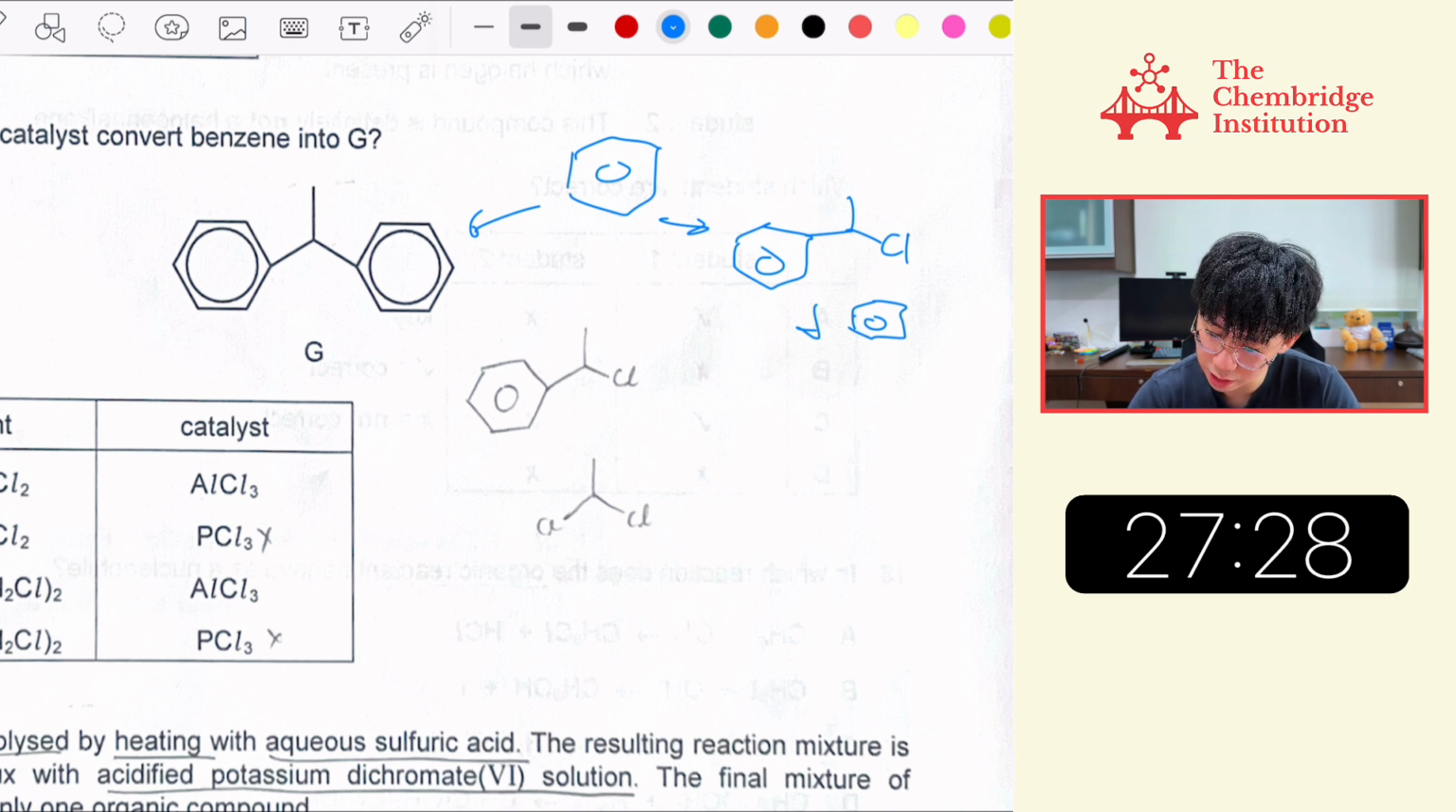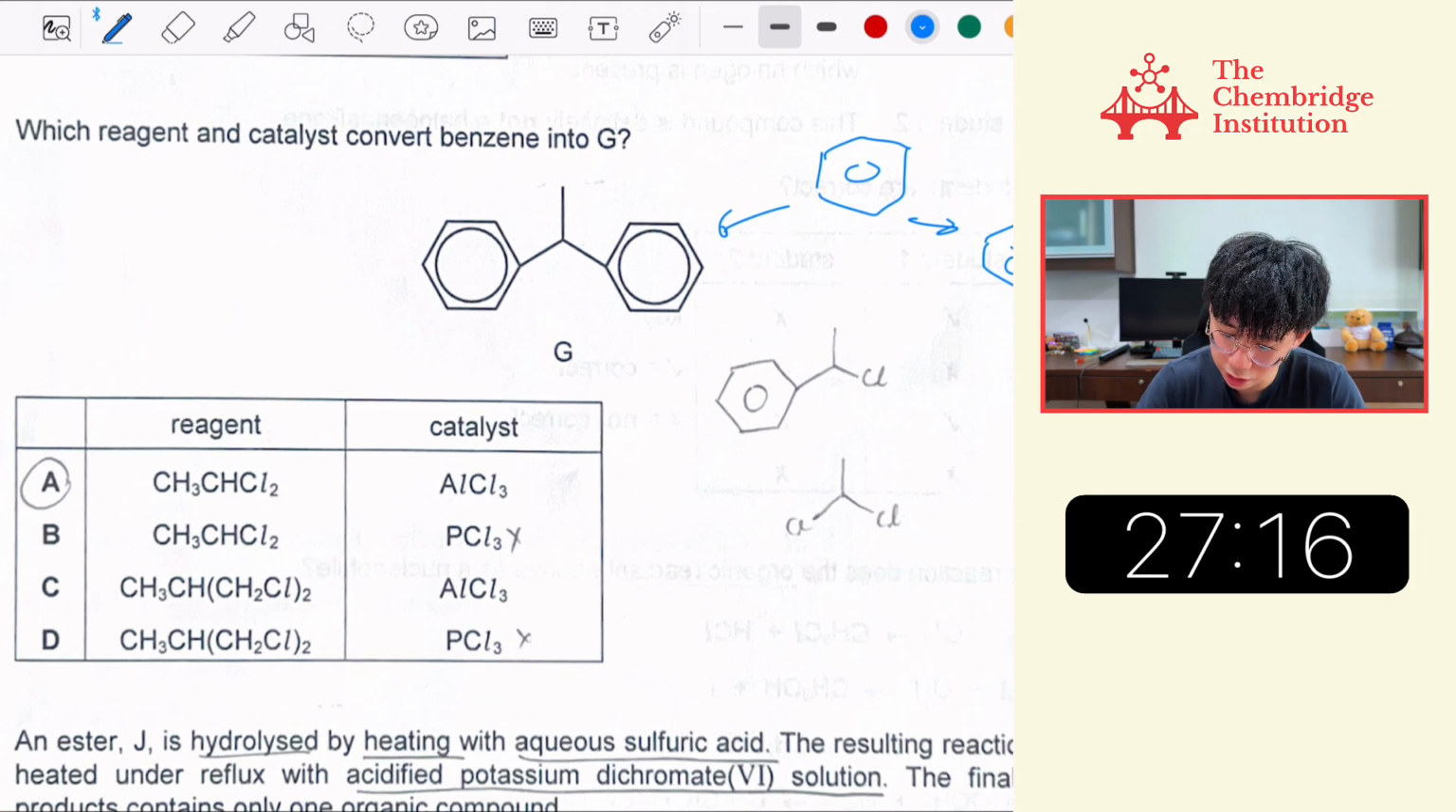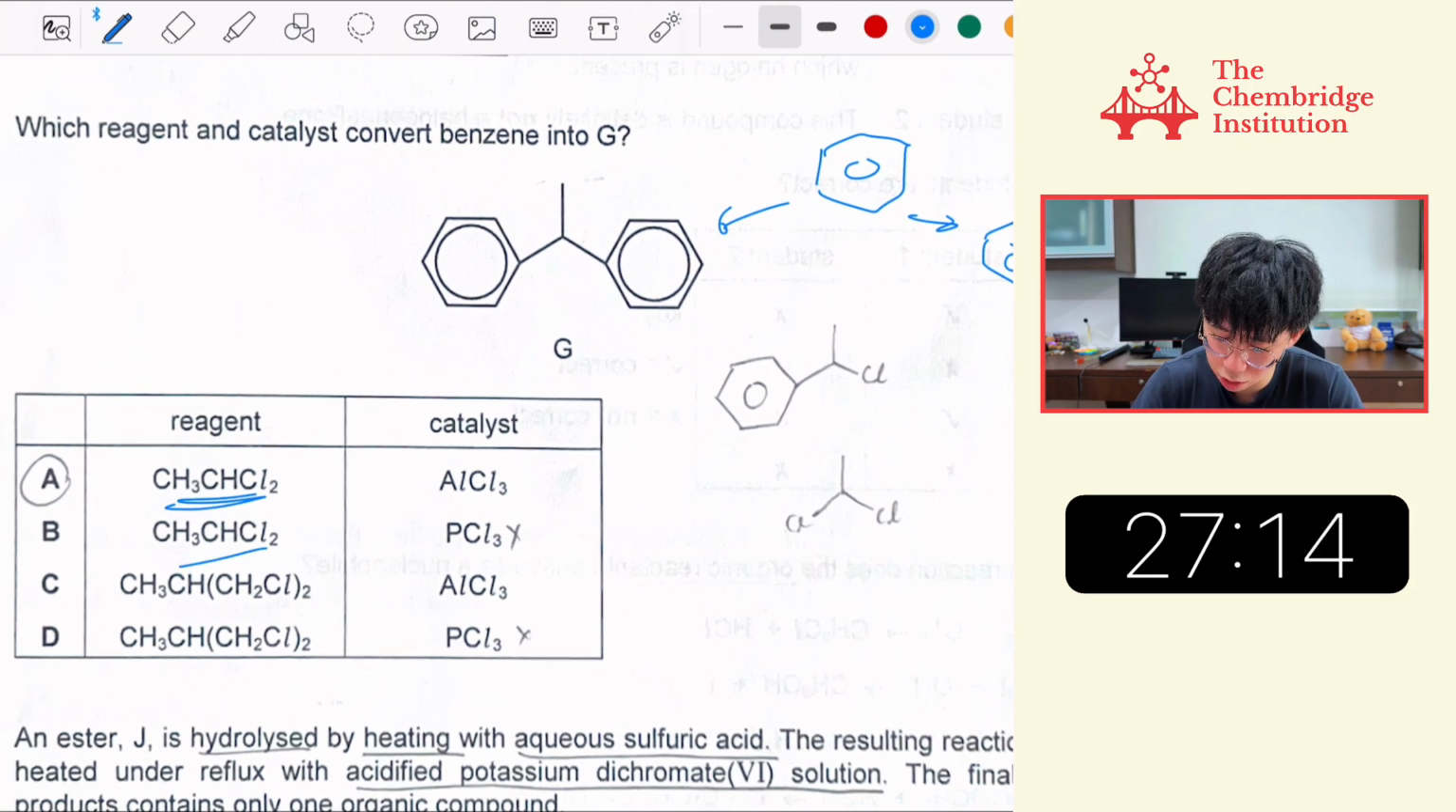So the target is, I would choose something like this. This seems pretty good. Yeah, and then you do Friedel-Crafts and then you do it again. So this seems like the answer. So this is CH3CHCl2. Yeah, so I definitely wouldn't pick these two. And then catalyst, it's definitely AlCl3. Can't pick this. Okay, so this is A.